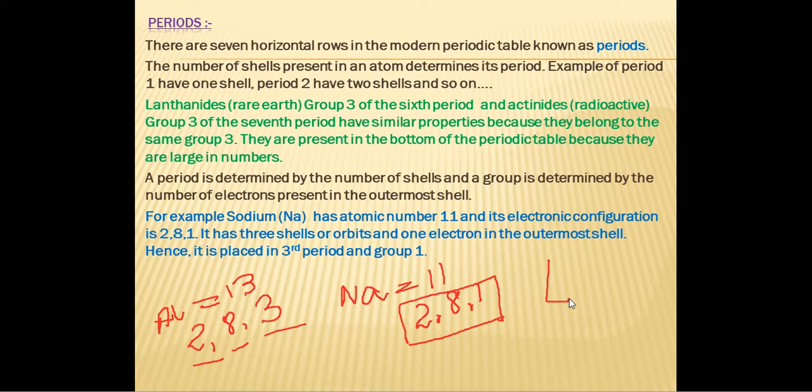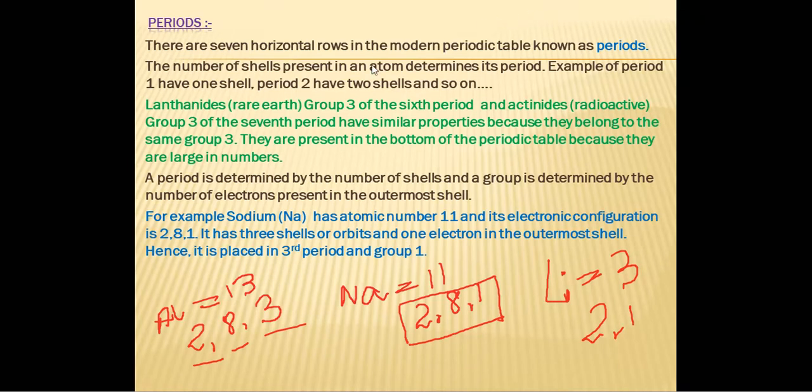Suppose we take the example of lithium. Atomic number of lithium is 3. Electronic configuration is 2, 1. In the first shell, 2 electrons are present. In the second shell, 1 electron is present. So it has only 2 shells, so it is present in the second period. Like this you can determine the period by counting the number of shells. Suppose the element has 5 shells, then it will be present in the fifth period. So the number of shells present in the element will determine its period.